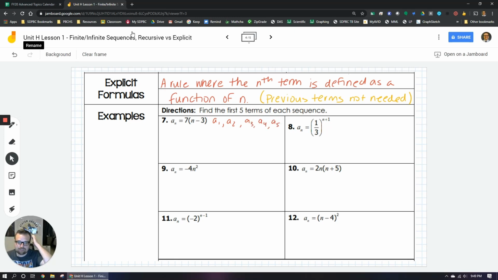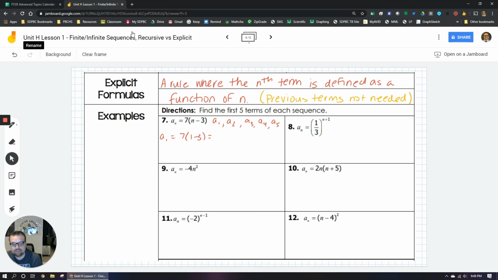And let's just use the first term as our example. If we're looking for the first term, that means n is 1. So a sub 1 is going to be 7, but instead of n, we're going to use the number 1. So 1 minus 3. And then let's just compute that and find out what that's equal to.